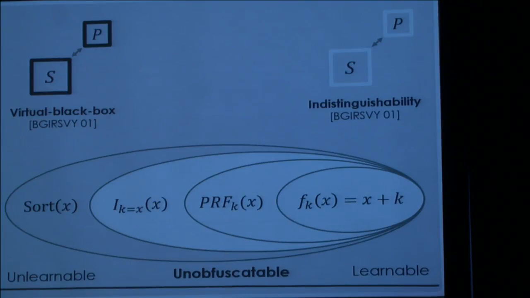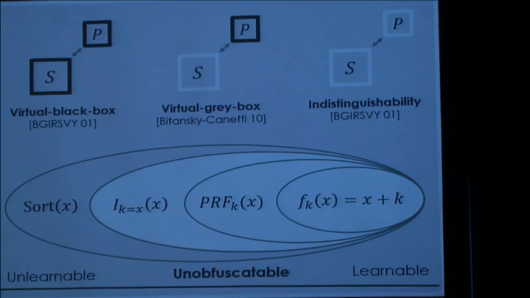OK, so before we move on, I just want to mention another important definition of obfuscation that lies somewhere between VBB and I/O. This definition is called virtual gray box obfuscation, or VGB for short. Here we again let the simulator be computationally unbounded, but we restrict the simulator to only making a polynomial number of queries to the program.